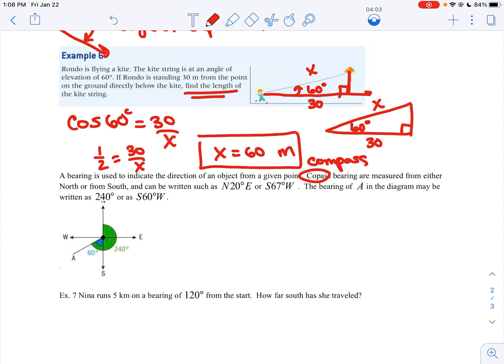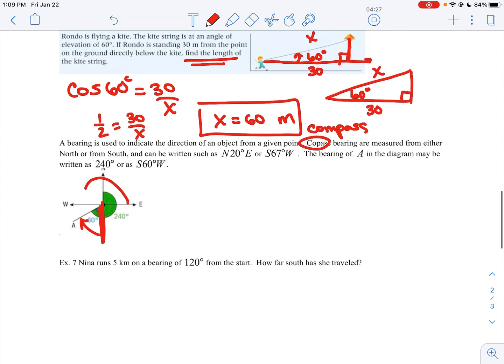A bearing of A on the diagram can be written as 240 degrees, okay, because it's 240 degrees, or you would say from the south it is 60 degrees towards the west. Okay, that's 60 degrees towards the west. So Nina runs in the 240. Okay, the 240 is not how we normally have done it. It's from the north, 240 degrees.